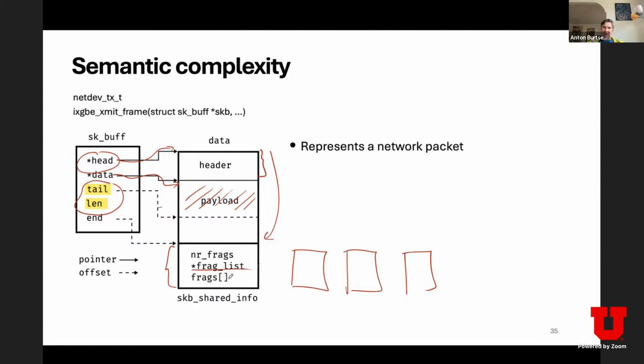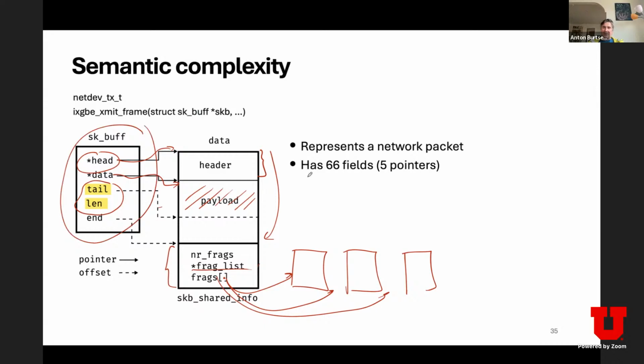And you essentially will have something like a list of those to make sure that you can do a scatter, gather, send. The question is how to synchronize those data structures across the isolation boundary. Just to give you an illustration of this semantic complexity, this SKB data structure has 66 fields. So it's not trivial. It's not the biggest, but still it's not the smallest. It has 5 pointers.